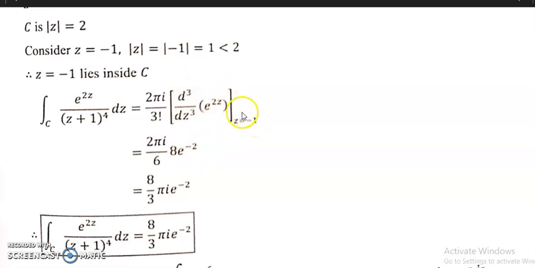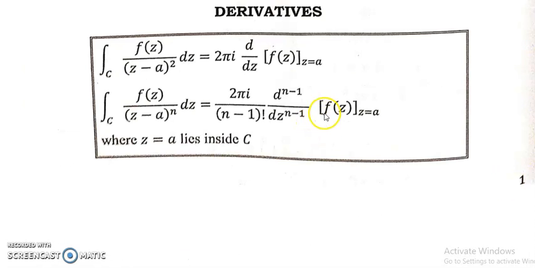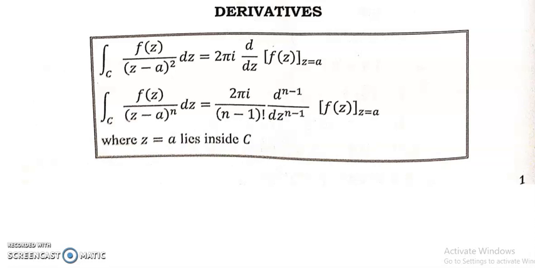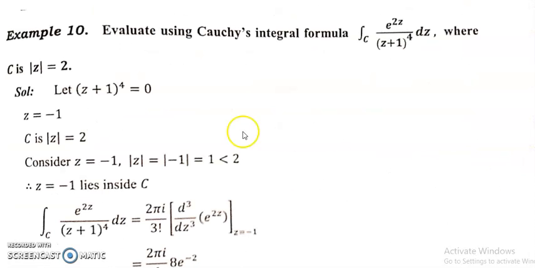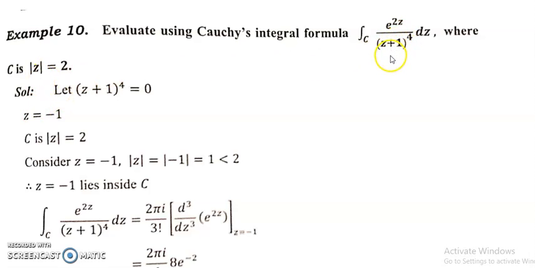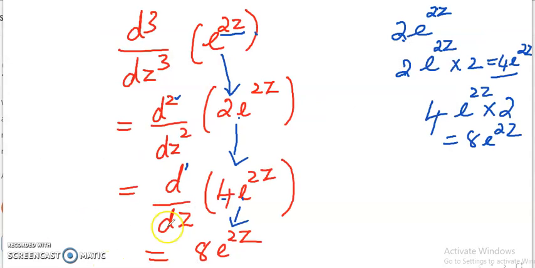Also we want it at z is equal to minus 1. What's our formula at the point? F of z at z is equal to a. What is the a value? A is nothing but this minus 1. From the denominator we have to take the a value. A is the z value when you equate the denominator to 0. So a is minus 1. So let us find this value at the point z is equal to minus 1.